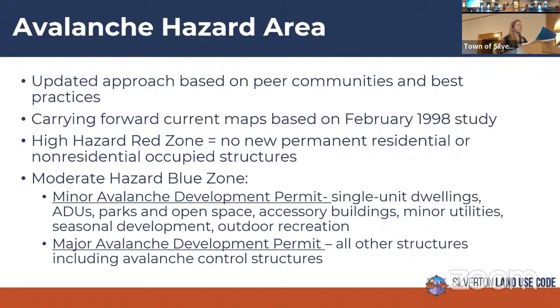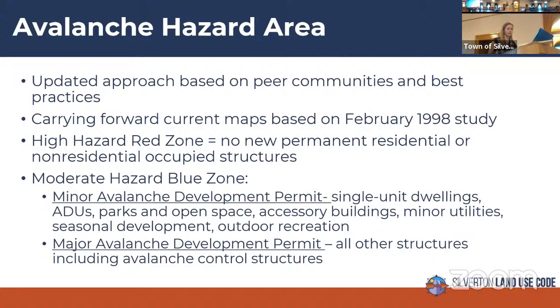So for the avalanche hazard areas, there is an updated approach and some updated standards based on peer communities that also experience avalanches, as well as some best practices. We are carrying forward the current maps based on the February 1998 study, if you are familiar with this section. So the avalanche hazard area is separated into 2 zones. There is the moderate hazard blue zone and then the high hazard red zone. And so there are different standards based on which zone you fall in.